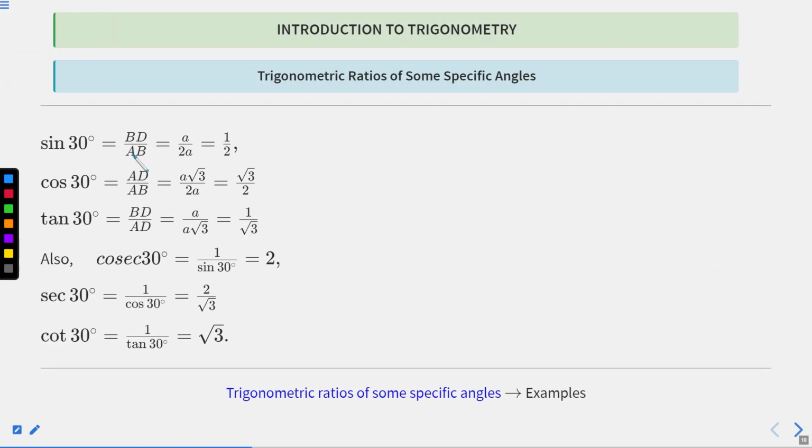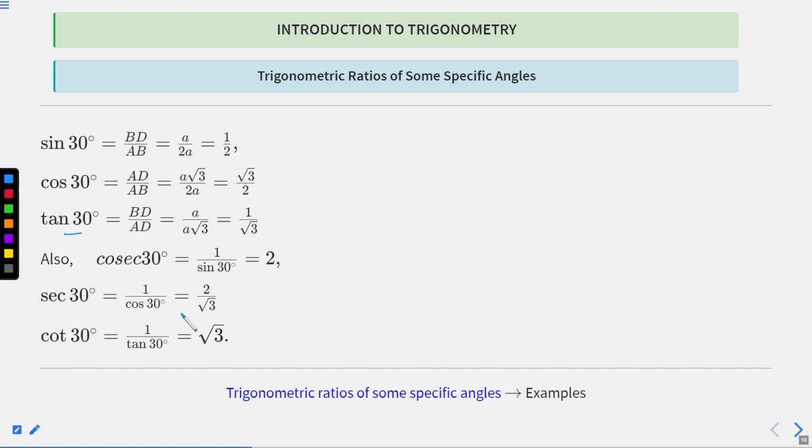Now sine 30 degree is equal to BD by AB, where BD is A and AB is 2A. So this is A by 2A, which is 1 by 2. So sine 30 degree is equal to 1 by 2. Now cos 30 degree is equal to AD by AB, that is A root 3 by 2A, which is root 3 by 2. And tan 30 degree is equal to BD by AD, that is A by A root 3, which is 1 by root 3.